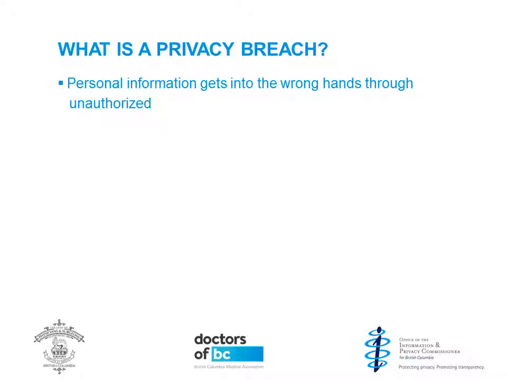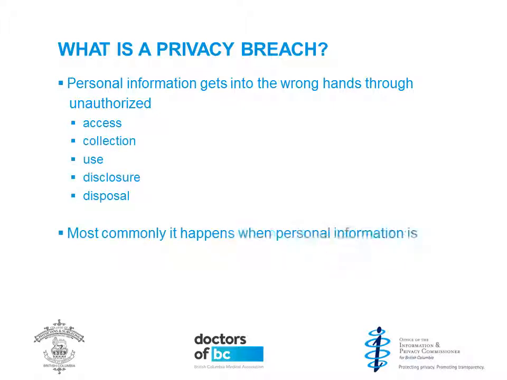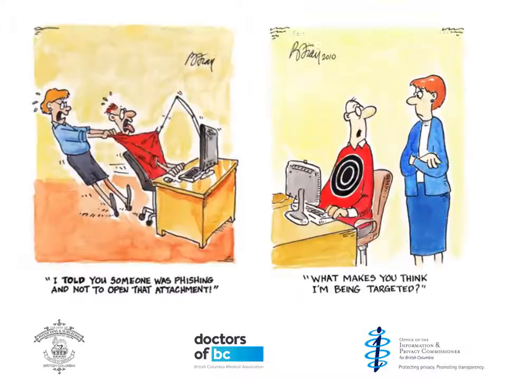Breaches happen when personal information gets into the wrong hands through unauthorized access, collection, use, disclosure, or disposal. The most common privacy breaches happen when personal information of your patients or employees is lost, stolen, or mistakenly disclosed. The fact that it occurred doesn't necessarily mean the practice has contravened PIPA, especially in cases of sophisticated cybercrime like phishing and ransomware.